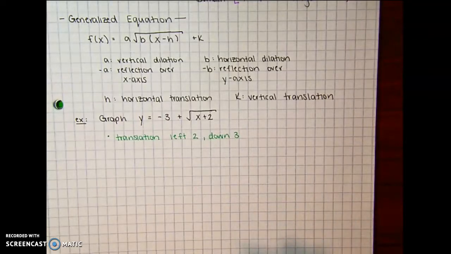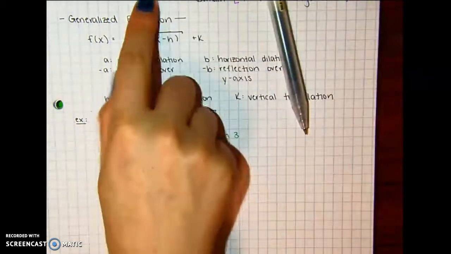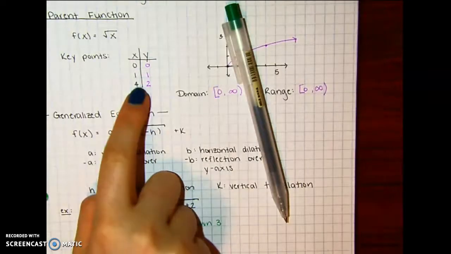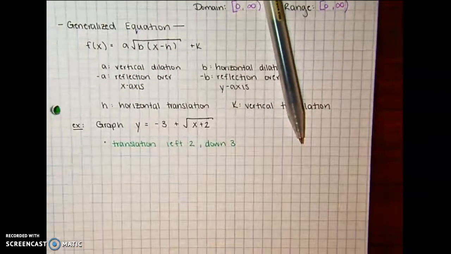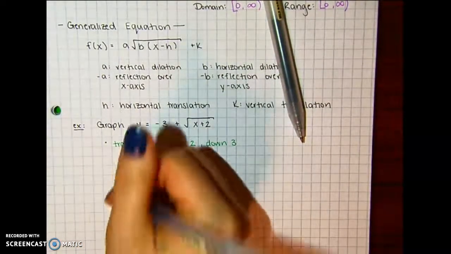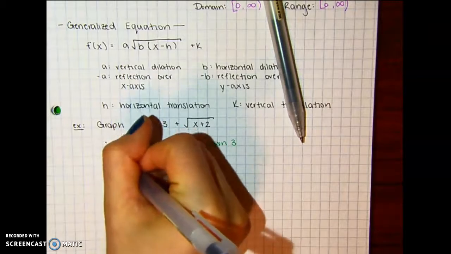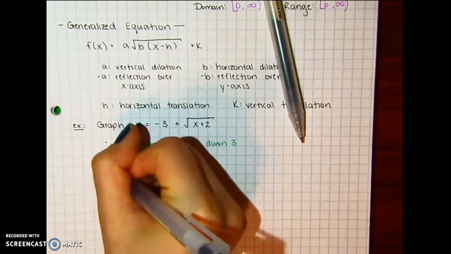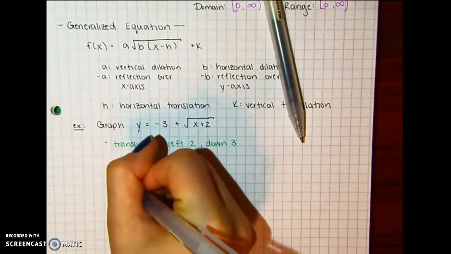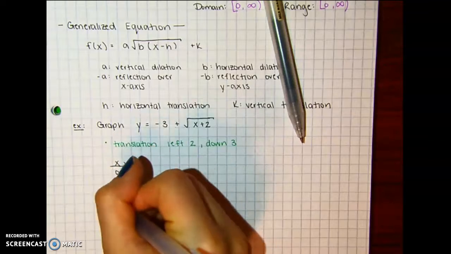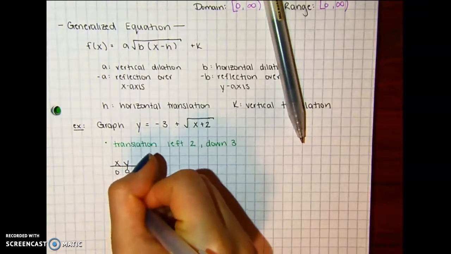So the next thing you are going to do is you're going to make a table of the original parent key points. That is also going to be required. So the parent is what we're transforming. So that's 0, 0, 1, 1, 4, 2. Remember, that's for y equals the square root of x.